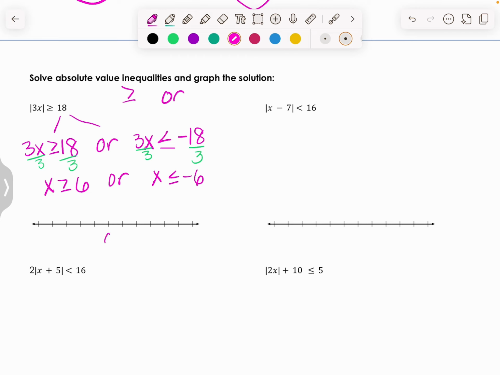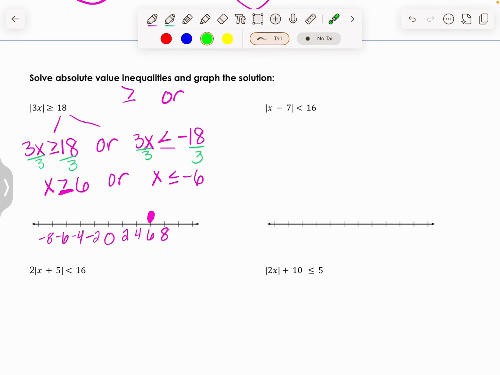I'm going to put 0 in the middle, and to make sure that I can go from negative 6 to positive 6, I'm going to count by 2's. So I'm going to do 2, 4, 6, 8, negative 2, negative 4, negative 6, negative 8. We have a greater than or equal to, which means we will need the closed circle inequality.